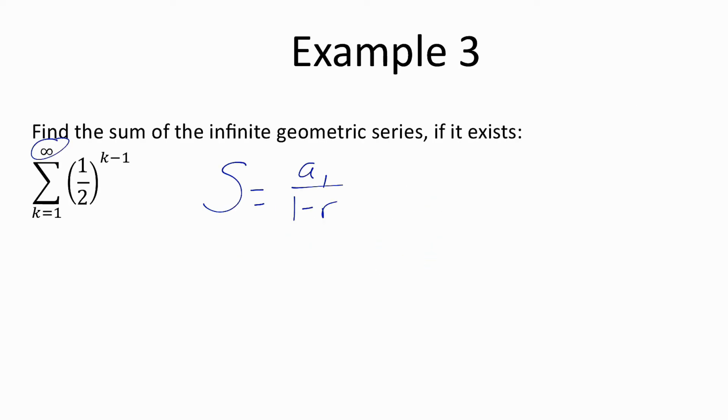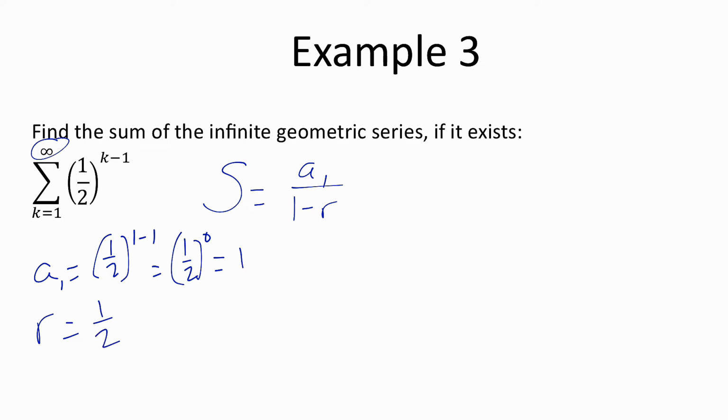Now our first term, we'd need to figure that out. A sub 1, we just got to plug in 1 for k. We have 1/2 raised to the 1 minus 1. Well, cleaning that up a little bit, we got 1/2 raised to the 0. Remember, anything raised to the 0 is always 1. Our first term is 1. Our r value, it's whatever is being raised to the exponent. It's the number that's being multiplied over and over and over. It's 1/2. So we have S equals a sub 1 over 1 minus r.